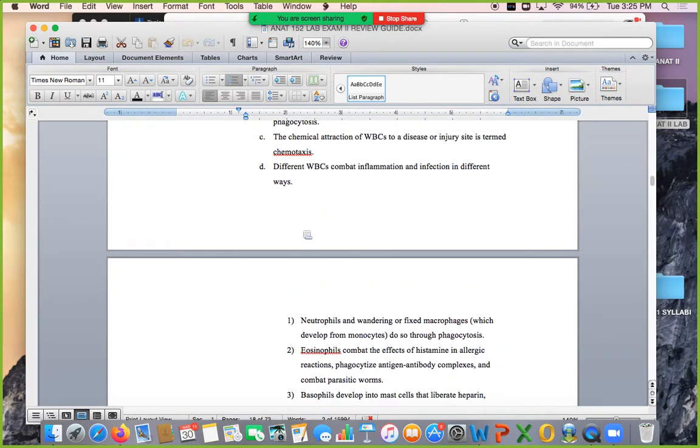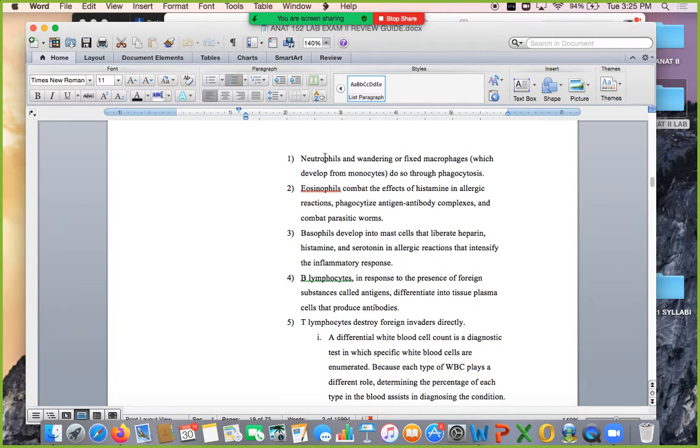Now, the different white blood cells combat inflammation in different ways. Neutrophils and macrophages, which can either be wandering or fixed, meaning they can be localized or in circulation, can ingest foreign invaders through phagocytosis. Eosinophils are going to combat histamine and be involved in antibody-antigen complexes and in combating parasitic worms. Basophils can be involved in allergic reactions as well. They're going to liberate heparin, histamine, and serotonin in allergic reactions, so that's going to intensify the inflammatory response.